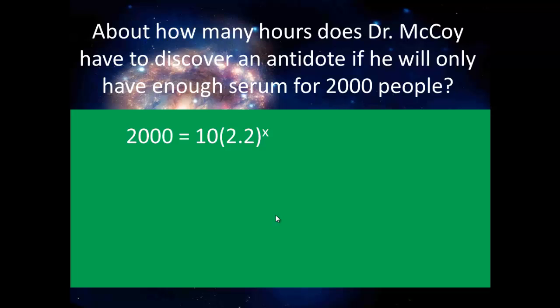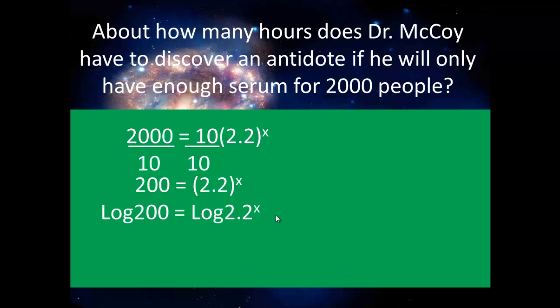About how many hours does Dr. McCoy have to discover an antidote if he will only have enough serum for 2,000 people? Since we know the number of people, and that equals y, we can plug that in for y. So 2,000 equals 10 times 2.2 to the power of x. You can divide both sides by 10, and you're left with 200 equals 2.2 to the power of x.